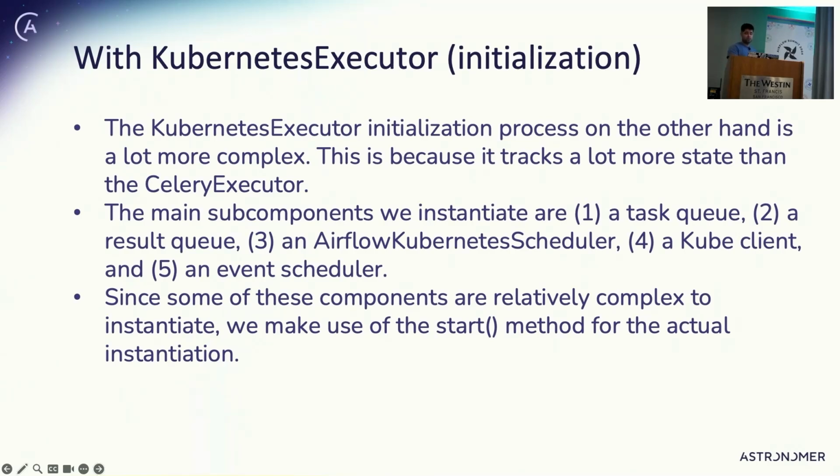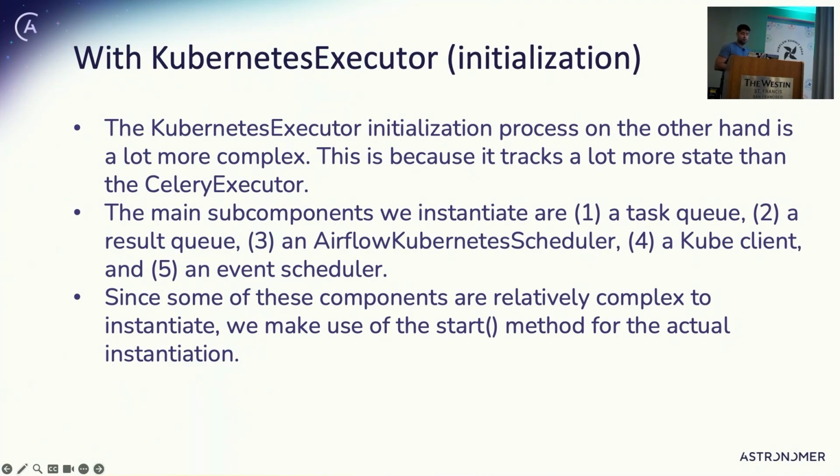The main components that we instantiate are a task queue, which is responsible for holding tasks queued for execution. The results queue, which holds results from terminated tasks before they can be processed. An Airflow Kubernetes scheduler, which is responsible for scheduling pods on Kubernetes. That's an internal component to the Kubernetes executor. And a kube client, and an event scheduler to perform maintenance operations on schedule.